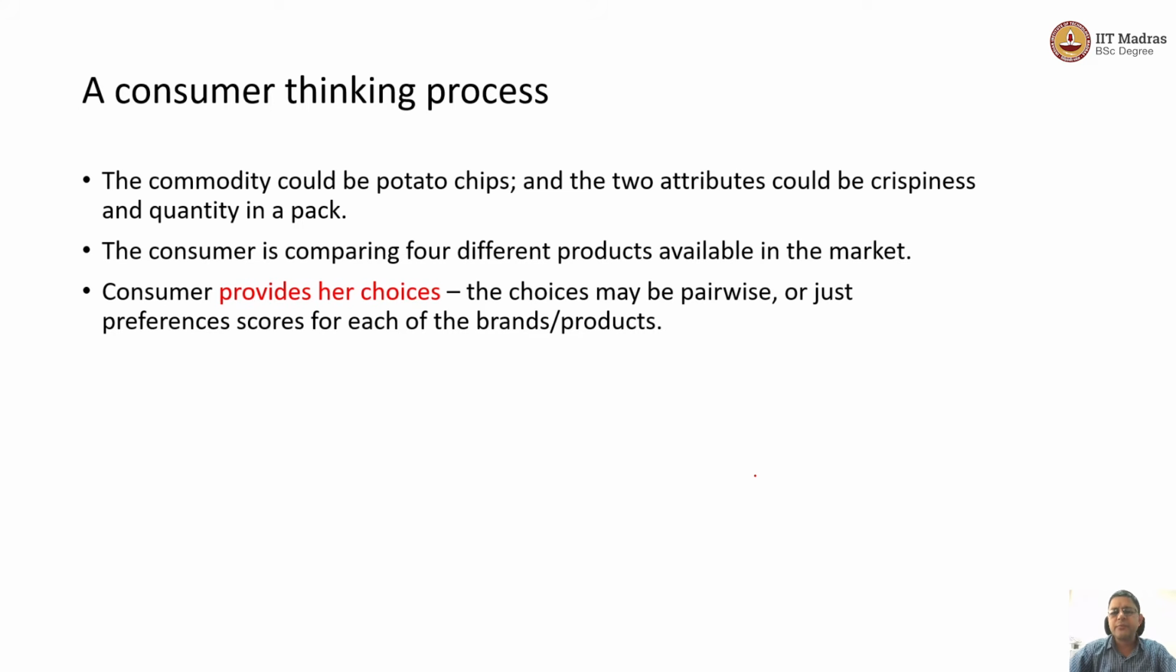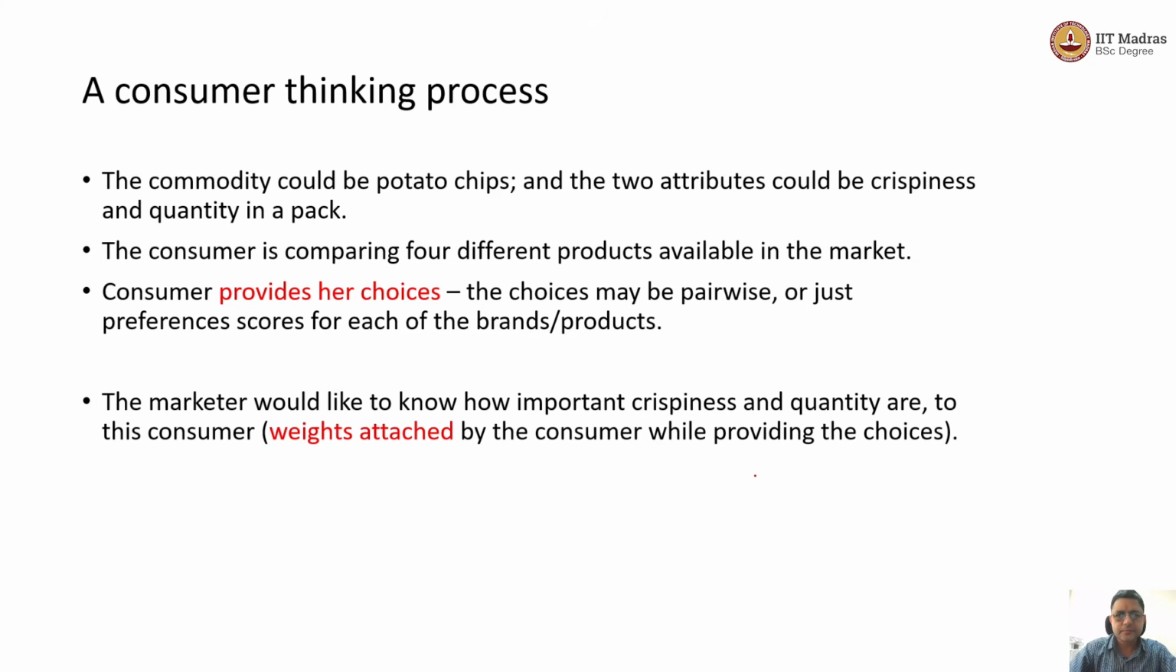As we saw, the choices could be in terms of pairwise data. In a pair, I will tell you whether I prefer A versus B, or it could simply be preference scores, right? I will simply rank them 1, 2, 3, 4, 5, 6, 7, 8, 9, 10, where one could mean the most preferred product, or it could be a scale ranking, where I say 10 is the best product and 1 is the least preferred product, right? Any way we define preference scores, right? So that's the choices data that she is going to give us.